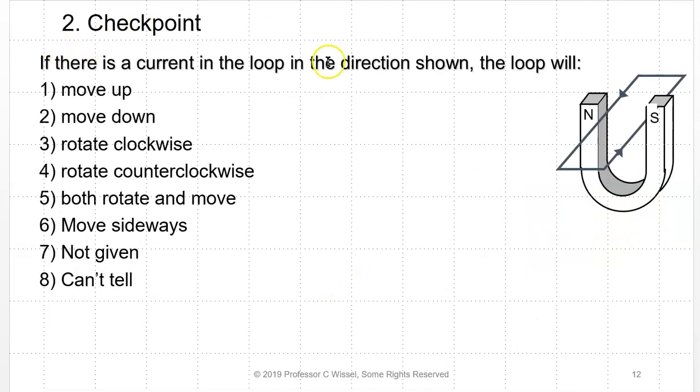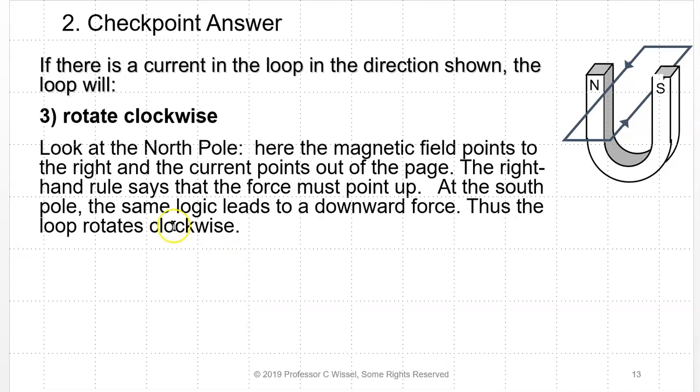Okay, so we have a current in this loop here as shown, and it's in place between the ends of a horseshoe magnet. Okay, so what's going to happen to the loop? Well, you want to use the right-hand rule on this. If we look at the North Pole, the magnetic field is pointing to the right and the current points out of the page. So your index finger is going to be pointing out of the page and your middle finger is going to be pointing to the right. Your thumb points up. So this side of the wire will experience an upward force on it.